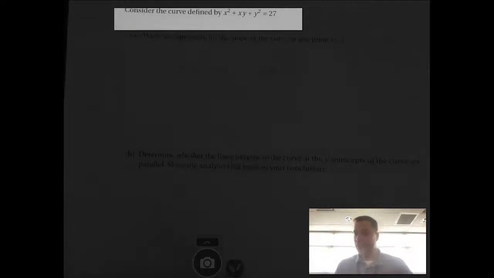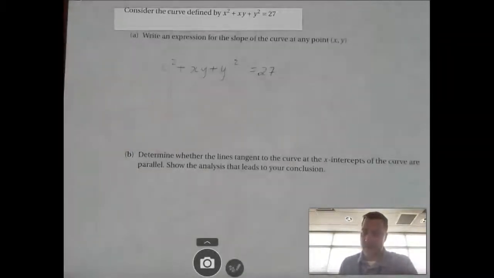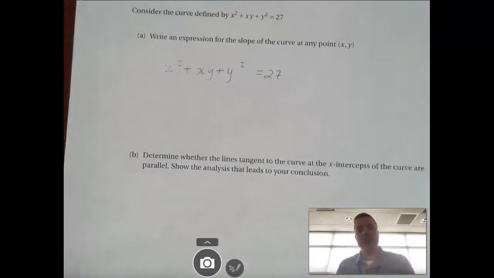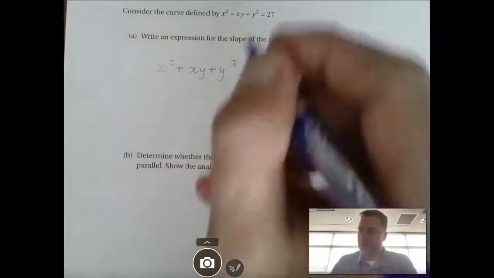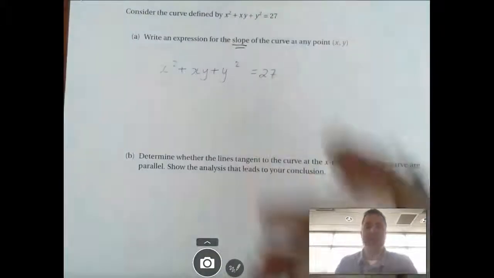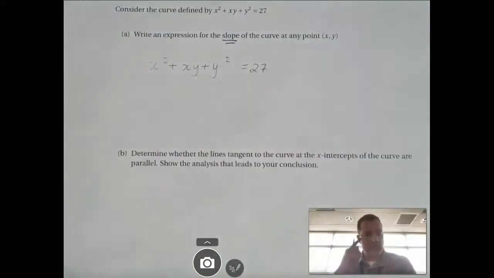So consider the curve defined by x squared plus xy plus y squared equals 27. And we have to write an expression for the slope. So we need the derivative. So we're going to take the derivative of this function. And remember, because it's implicit, when we take the derivative with respect to y, make sure you multiply by y prime.